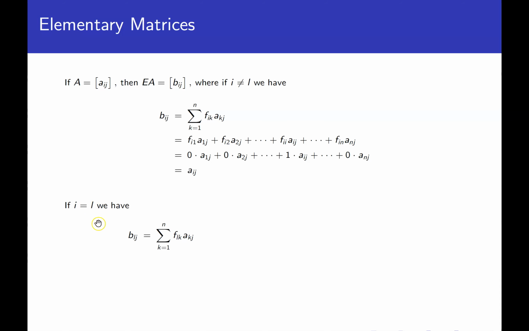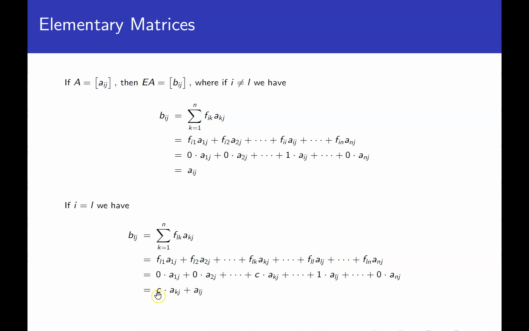What happens in row L? Just write it out longhand again. I'm going to split it into two pieces. We have the LK term and the LL term. So this is row L: LK term, LL term. So the LK we said was C. The LL term is 1. Every other term is a 0. So we get the entry looks like C times a sub KJ plus a sub LJ. So what that means is we've taken C times row K, added it to row L. This is exactly what we would expect to see when we do the corresponding row operation.